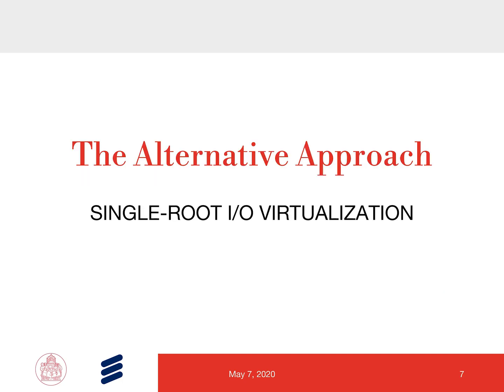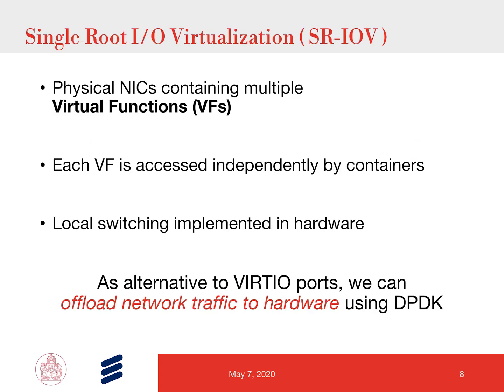There is another alternative solution than using VirtIO-based devices to exchange data locally. The alternative approach consists of using a physical network card that supports single root I/O virtualization, or SR-IOV, to interconnect containers on the same machine. A network card that supports SR-IOV can expose more than one virtual device called virtual function, which can be addressed independently by each container.